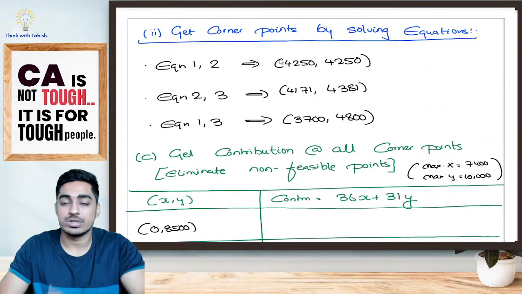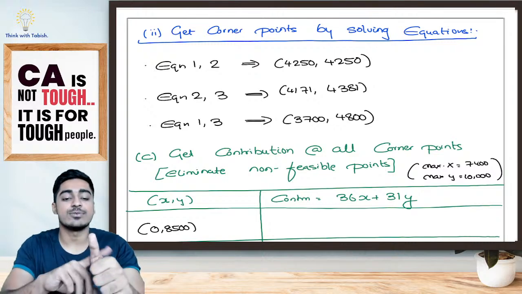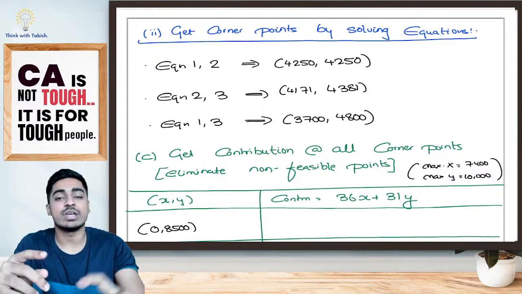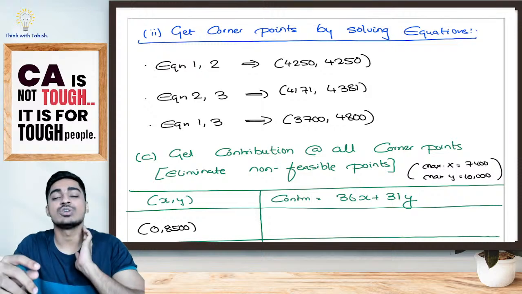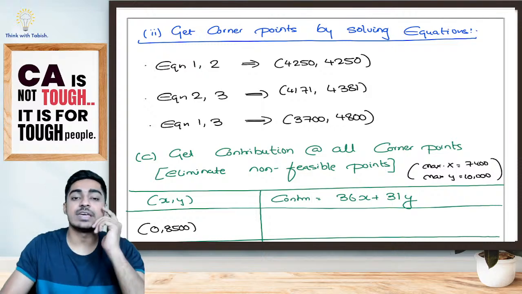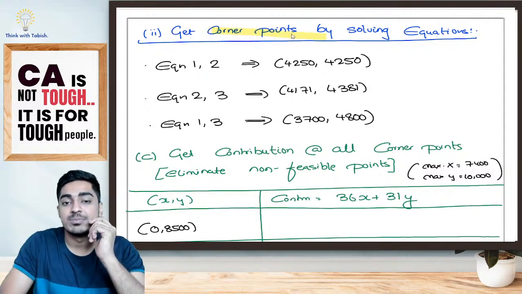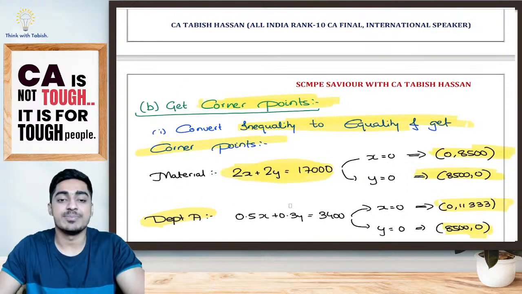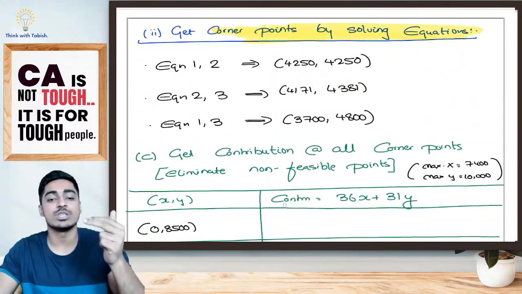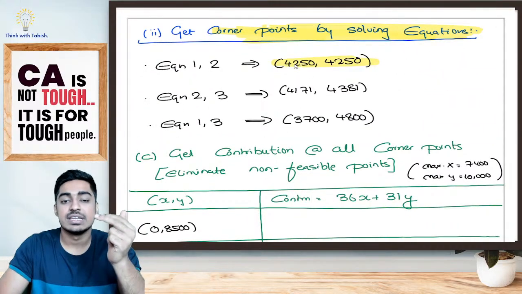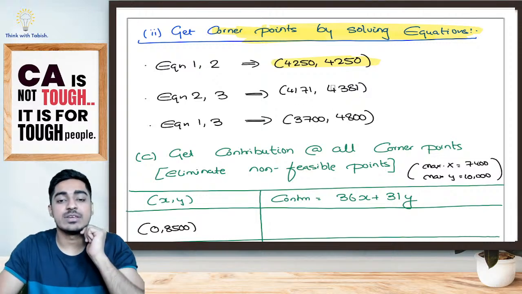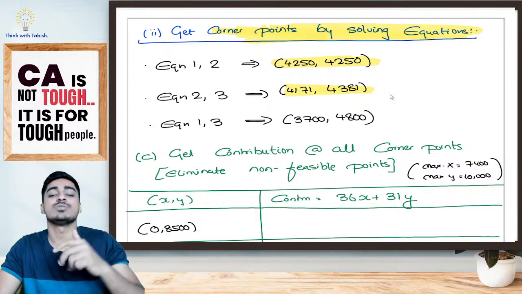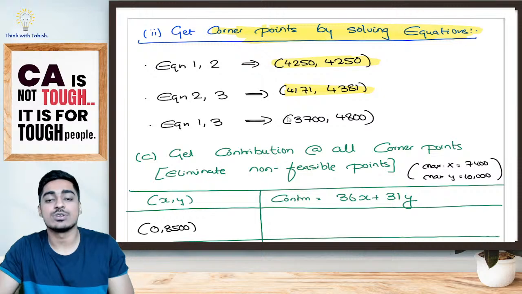How do we get the corner points? First, we get corner points by converting the inequality into equality. Put X is equal to 0, what is Y? Y is equal to 0, what is X? That is the first way. Second way, we get more corner points by solving the equations. We take a set of 2 equations. Firstly, material and department A, we solve and get the corner point. Next, department A and department B, we solve and get the corner point. Next, department B and material, we solve and get the corner point. Clear?